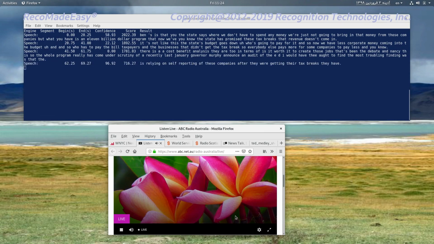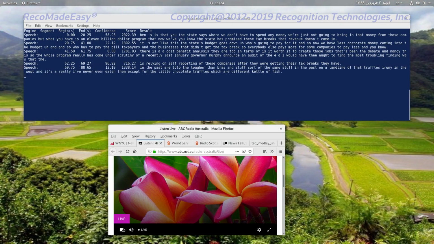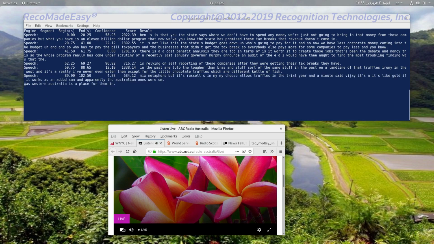In the past, I talked over the top of you then, sorry about that. I've seen stuff in the past on Landline about truffles over in the West, and I've never even eaten them except for the little chocolate truffles, which are a different kettle of fish. Just to mix metaphors, but I've got truffles in my cheese. I love truffles in the cheese. Well, yeah, and it's like gold if it works, isn't it? Apparently the Australian ones were, Western Australia was the place for them in Australia, and they were producing world class, I think. I can imagine.